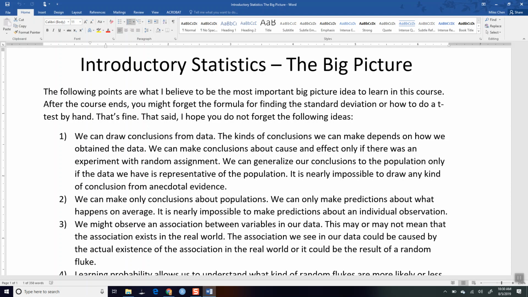And there's going to be math and numbers and stuff that goes along the way. You're going to have to do some calculations. You're going to have to use your calculator. You're going to have to look up numbers in a table and stuff.